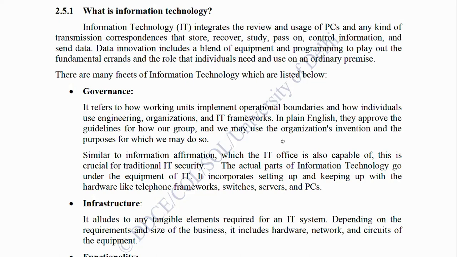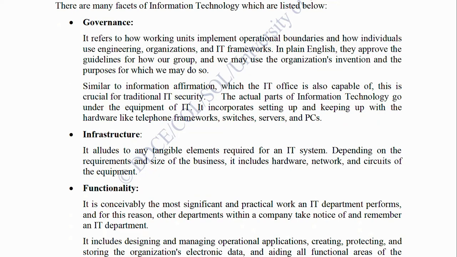There are many facets of information technology which are listed below. Point 1. Governance. It refers to how working units implement operational boundaries and how individuals use engineering, organizations, and IT frameworks. In plain English, they approve the guidelines for how our group and we may use the organization intention and the purpose for which we may do so. Similar to information affirmation, which the IT office is also capable of, this is crucial for additional IT security.